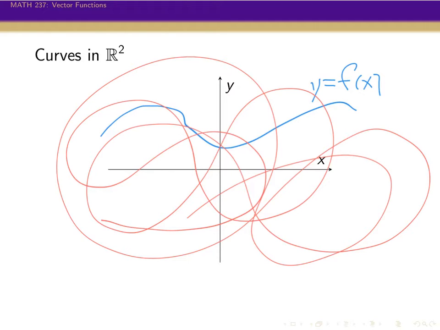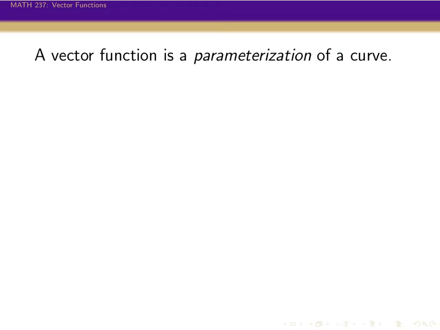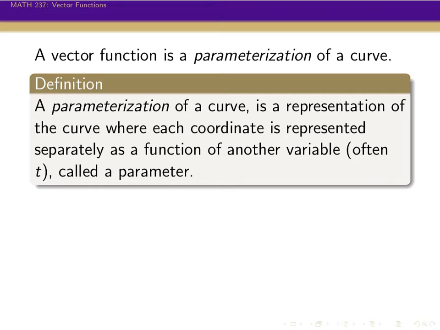Obviously we're not going to be able to write this just as y equal to some function of x, and so we're going to need to try something else. What we're going to do is use these vector functions to what's called parameterize the curve. So what exactly is a parameterization? A parameterization of a curve is a representation of the curve where each coordinate is represented separately as a function of another, non-spatial variable. Usually we'll use t, and this t is what's called a parameter. You can think about t as representing time.